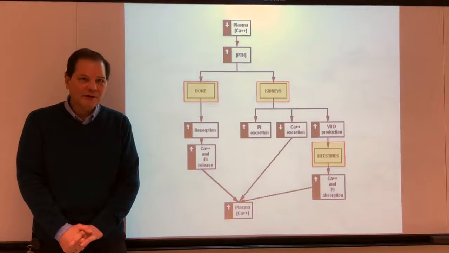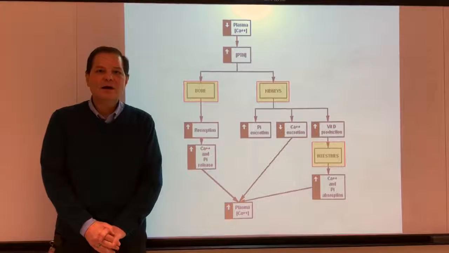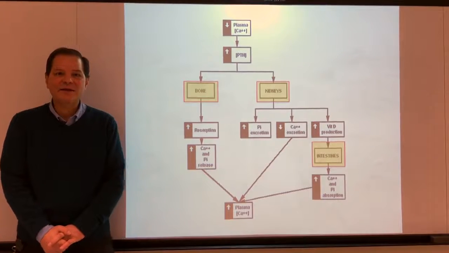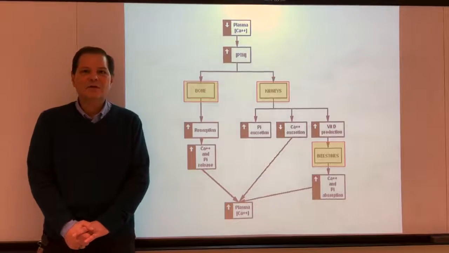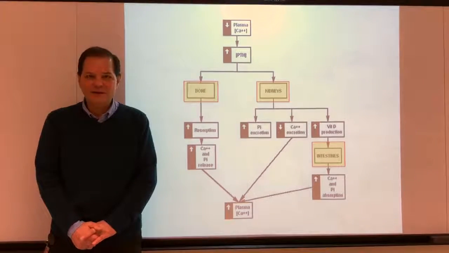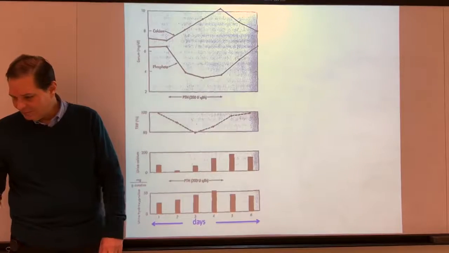The effect on the intestines is indirect, not direct, through vitamin D, because as we'll find out in a moment, PTH stimulates the production of the active form of vitamin D. And so through vitamin D, it increases calcium and phosphate absorption in the intestines. However, that is indirect through vitamin D.